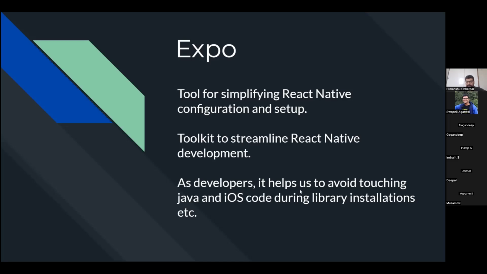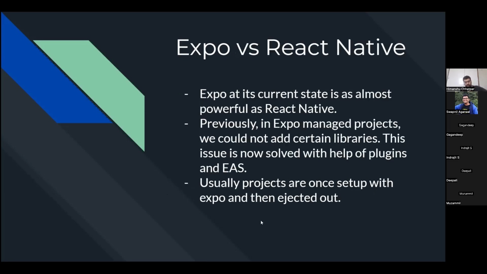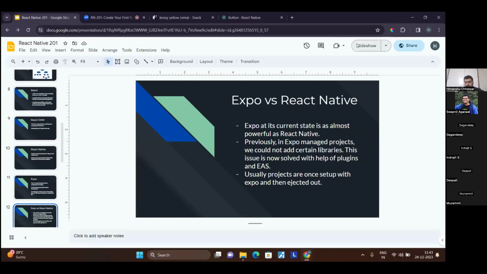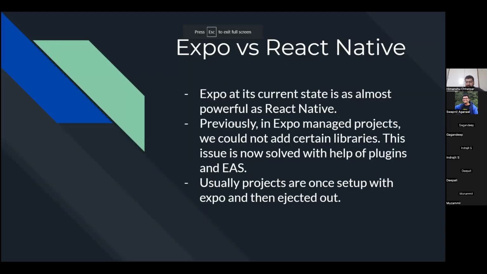So as developers, it helps us avoid touching Java, iOS code during library installations and stuff like that. So this is the main selling point of Expo, right? Okay. One more slide I would like to cover is Expo and React Native. Before, Expo was not as good as React Native. It had some issues in which you can't add certain libraries, you can't add certain packages and stuff like that. So that was there in old Expo.